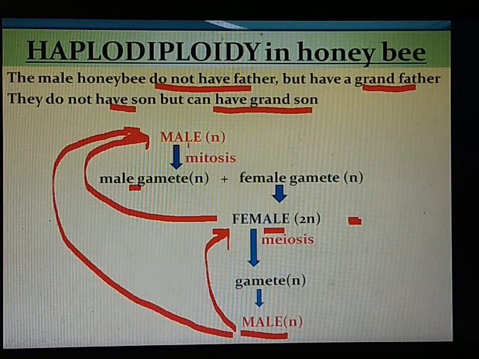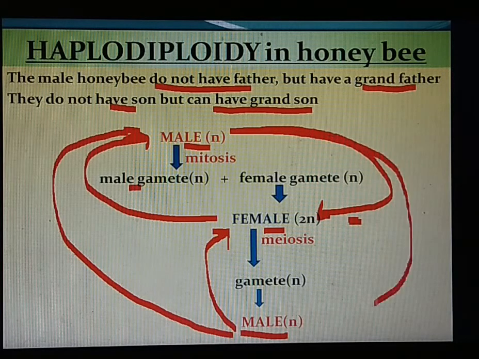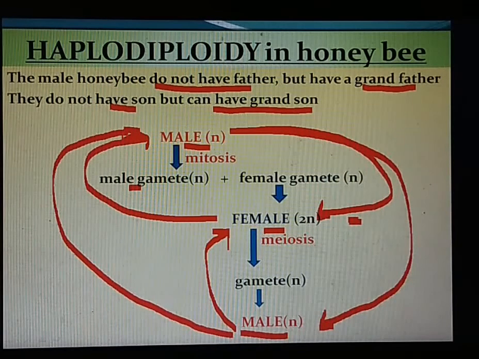The second statement says that males do not have son. So we'll take this male now. This male has daughter, right? They do not have any male son. And the second part is, but can have grandson. So this male can have grandson, because the grandson is developed from the daughter which was produced by this male. So this is about haplodiploidy in honeybees, which is a very important topic, and we should remember these points.